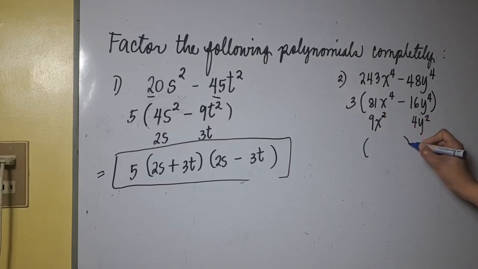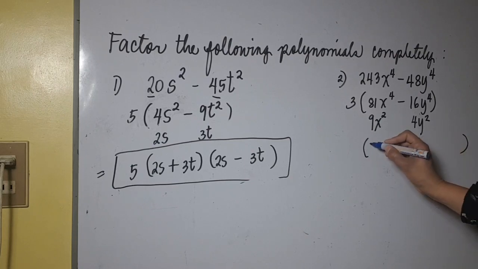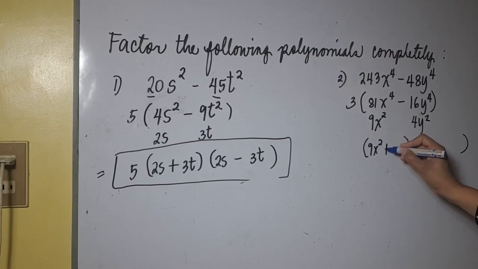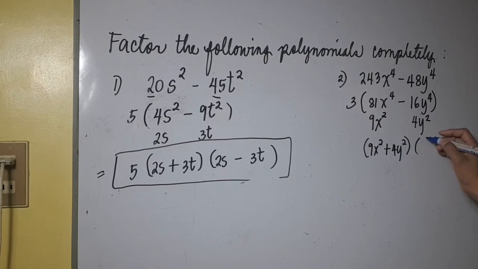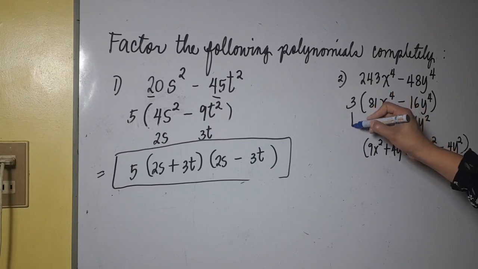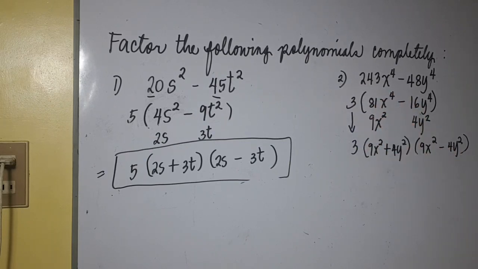So it can be factored as 9x squared plus 4y squared times 9x squared minus 4y squared. Sum and difference of the same two numbers. Let's bring down 3 here. Now, let's look at the factors. Are they completely factored? You will see that you have here a sum of two squares and here a difference of two squares. So, let's see if we can still factor this.